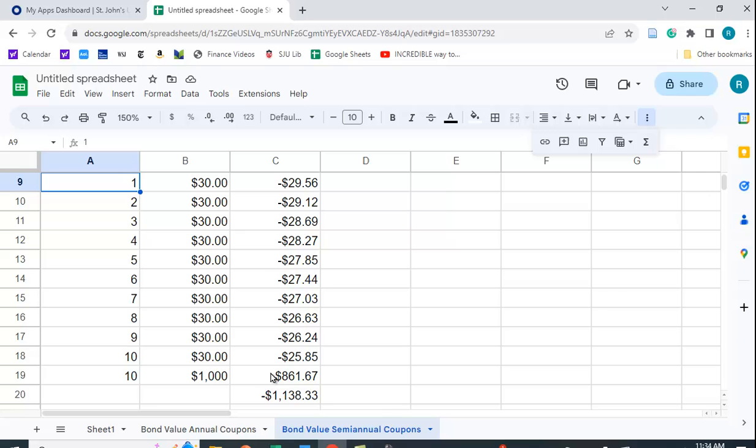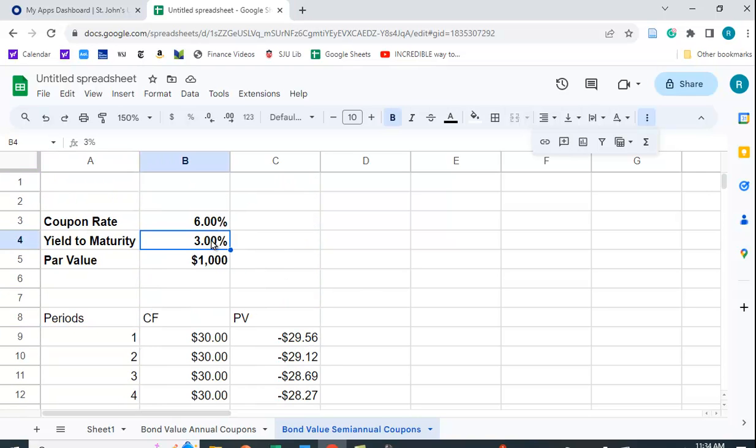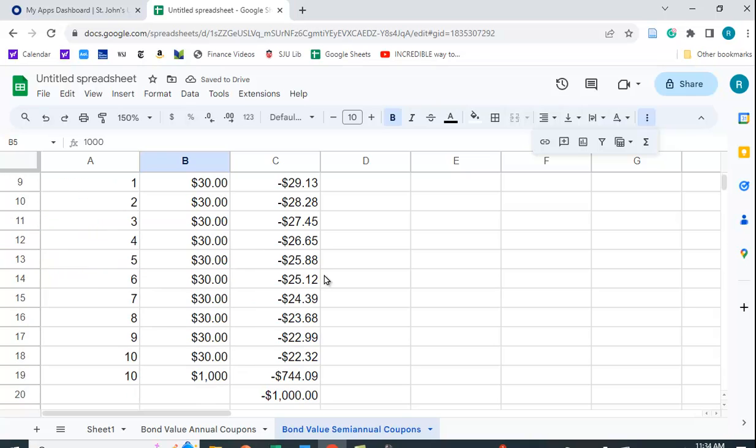But a good way to see how changing interest rates impact the price of the bond, right? If we have the same yield to maturity as coupon rate, we get a price that's equal to the par value. So this is a great way to practice a little bit in Google Sheets, but also to get an understanding of how, when interest rates change, bond prices change too.